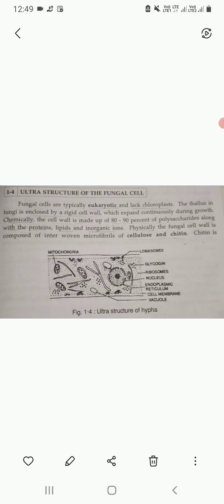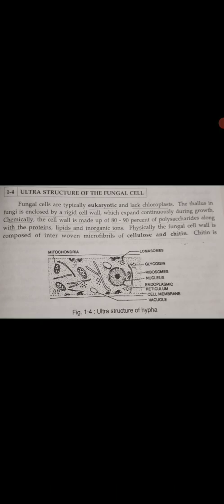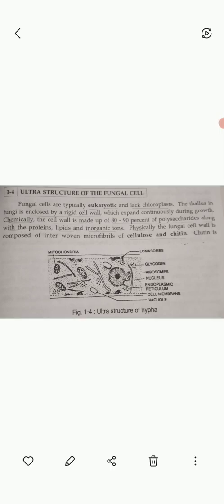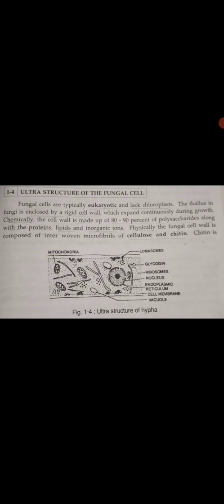So fungal cells are typically eukaryotes, isn't it? We are already aware of the eukaryotes as well as prokaryotes. Algae we have learned are prokaryotic, whereas fungi are eukaryotes. And the thallus is enclosed by a rigid cell wall. This rigid cell wall is made up of 80 to 90% polysaccharides along with proteins, lipids as well as inorganic ions.